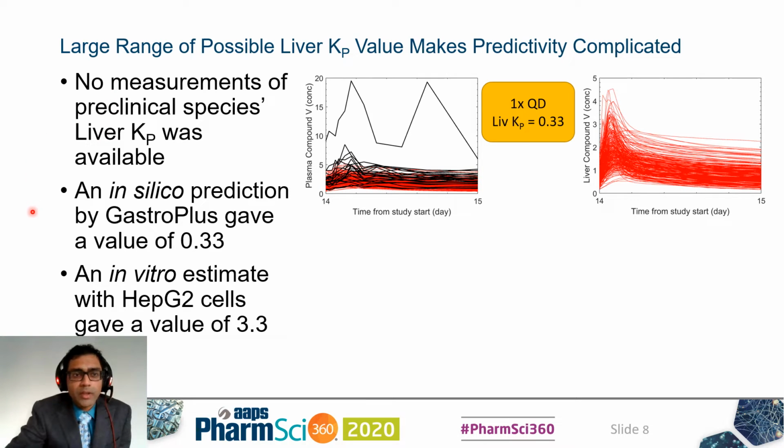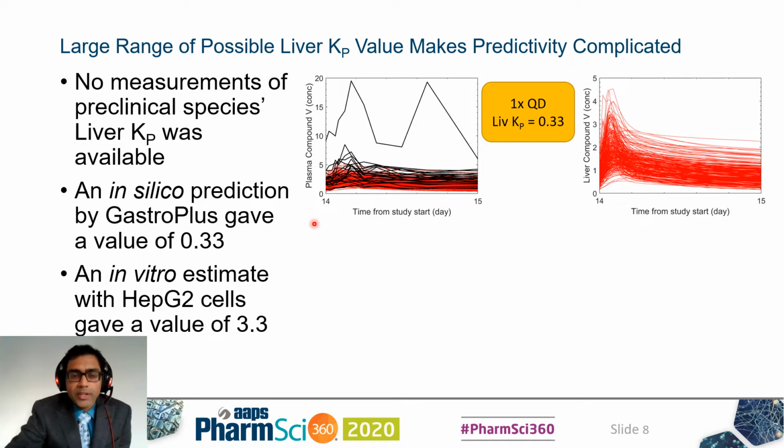So one approach that we used initially was just to use the in silico prediction from GastroPlus. And that gave a value of around 0.3. And that's shown here. Again, the plot we were looking at previously, the plasma concentration compared to the clinic, and then the corresponding liver output is now provided here on the top right.